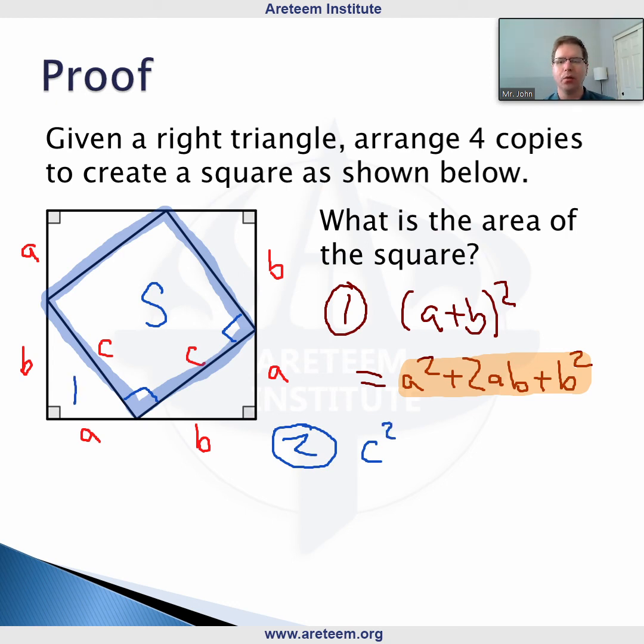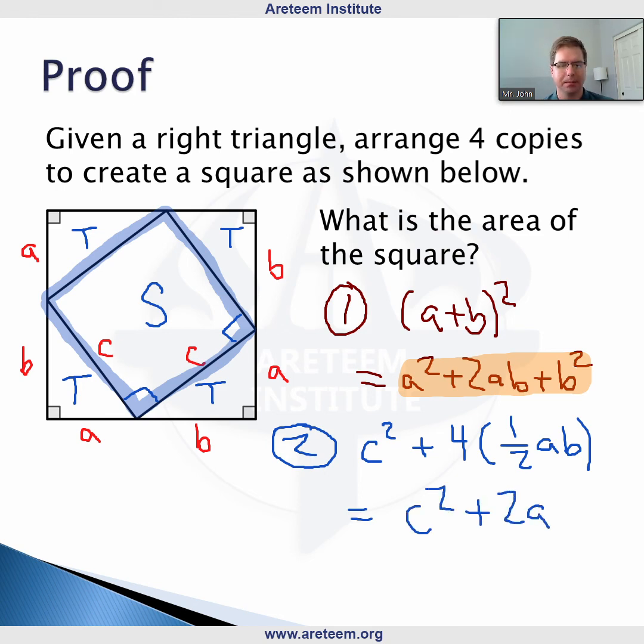And then we have 4 triangles along the outside as well. So we could break down the big square into a smaller square and 4 triangles. So we have the area of the square, c squared, plus 4 triangles. And what are the areas of each of those triangles? They're 1/2 ab. So if we simplify this a little bit, we get c squared plus 2ab.